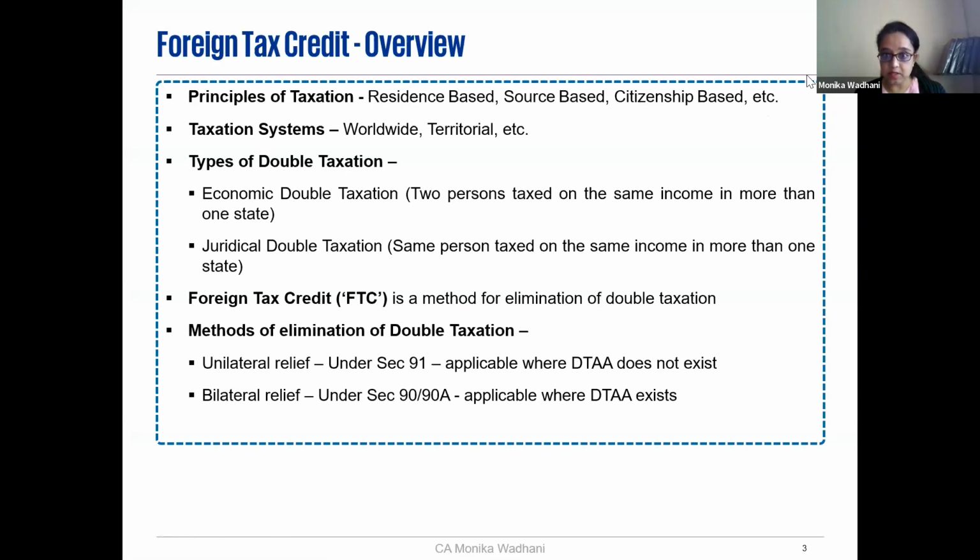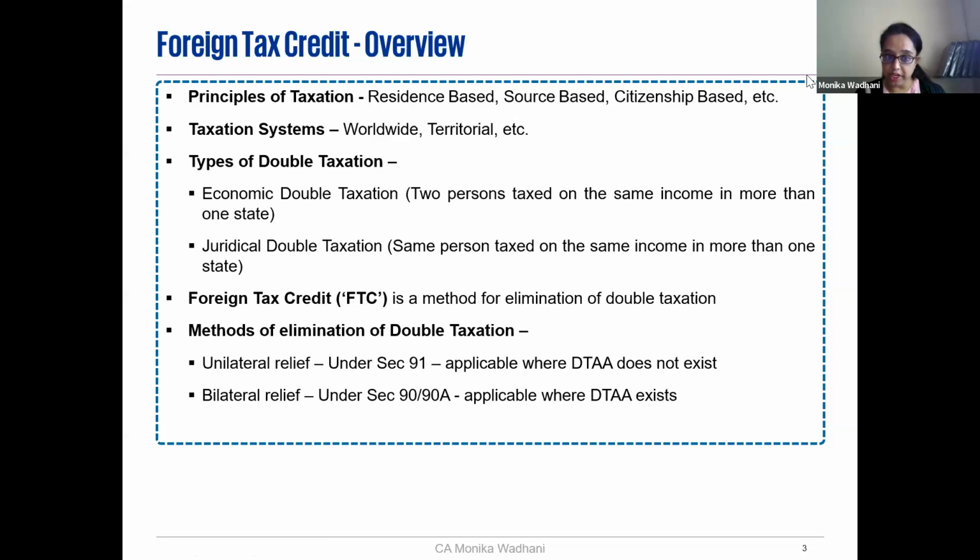So some of the basic principles. The principles of taxation are largely based either on residence, source, or citizenship, as Sushilji just mentioned. There could be various kinds of taxation systems. It could be worldwide, like India or USA, or it could be territorial, like Hong Kong, Singapore, etc. Thus, there could be double taxation.